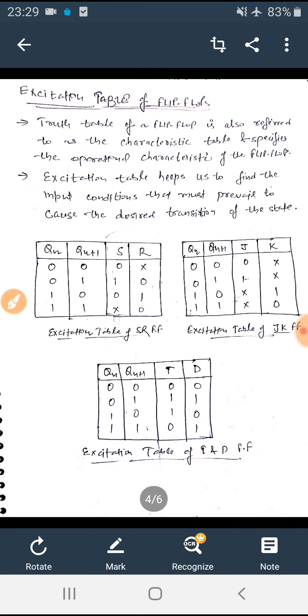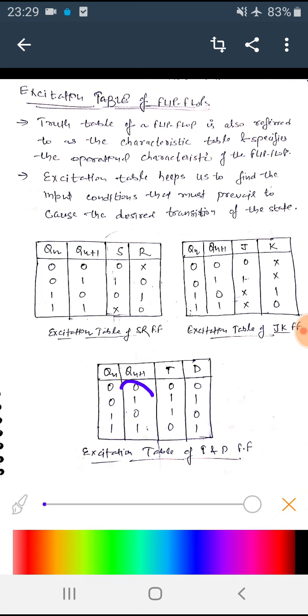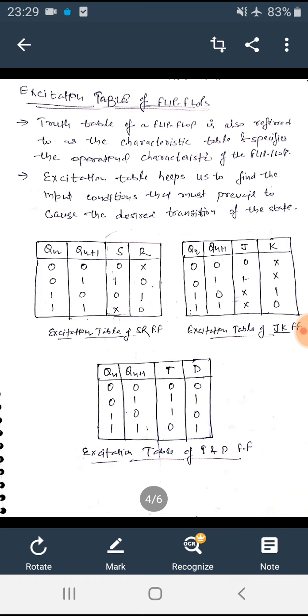Similarly, for the D type flip-flop, we have seen that the next state is just the same as the input provided. So if we want the next state to be 1, we will provide D equal to 1, and if we want the next state to be 0, we will provide D equal to 0. This is how we can make the excitation tables.